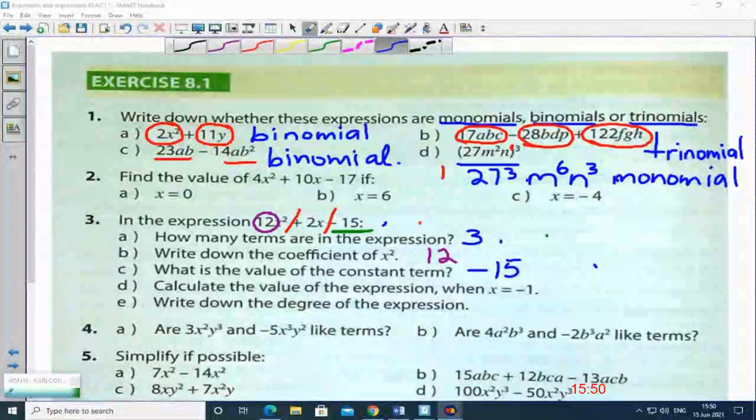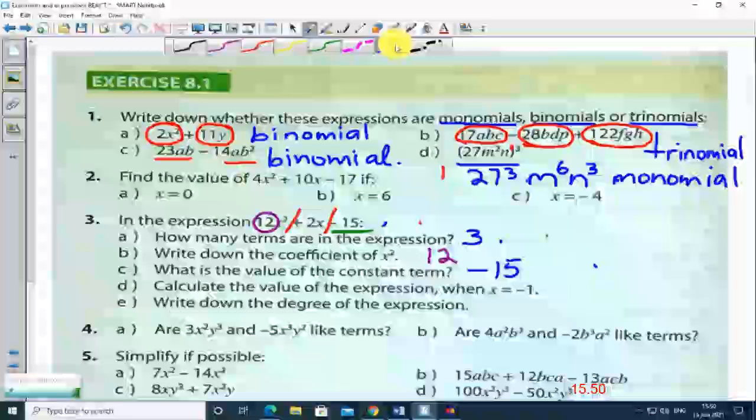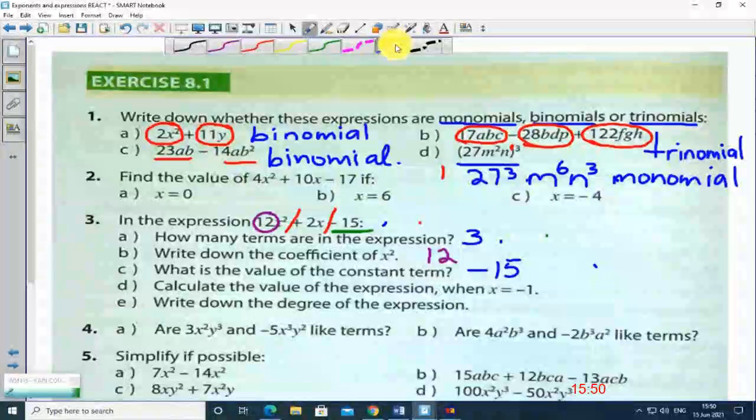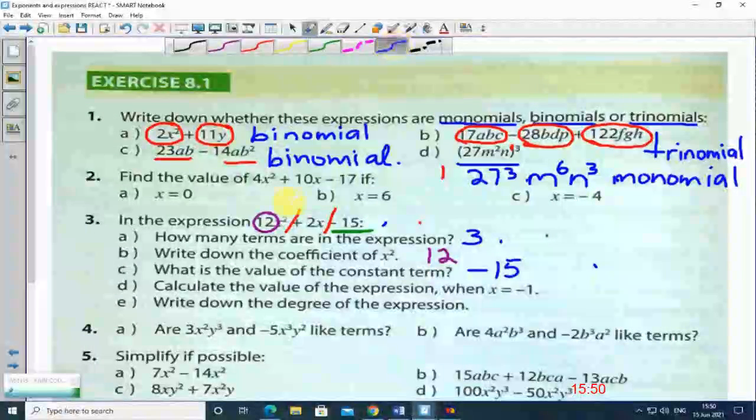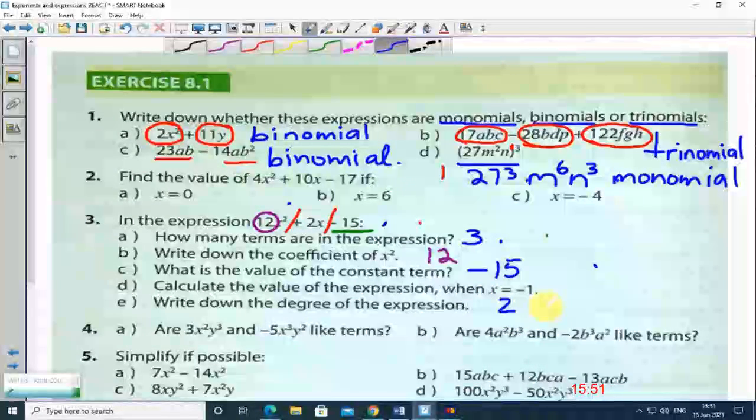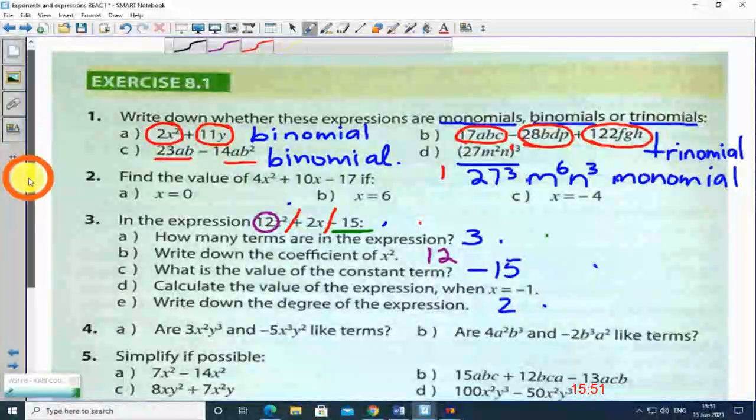Write on the degree of the expression. We've sorted that out. The degree of the expression is the highest power of x. What's the highest power of x? I see it there. It is 2. 2.